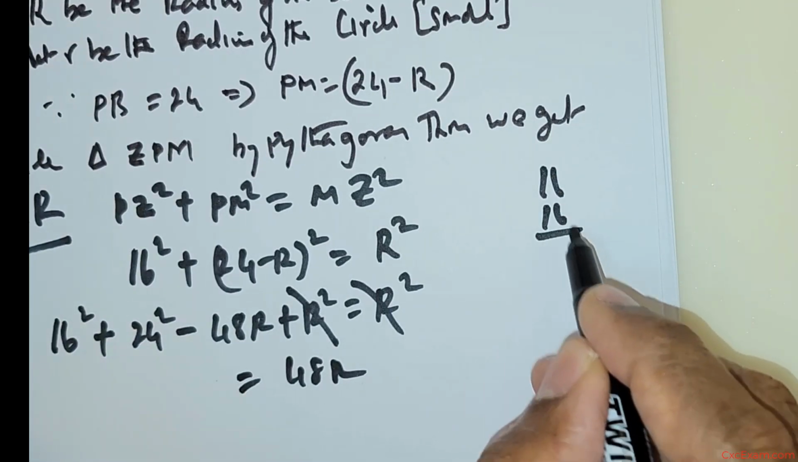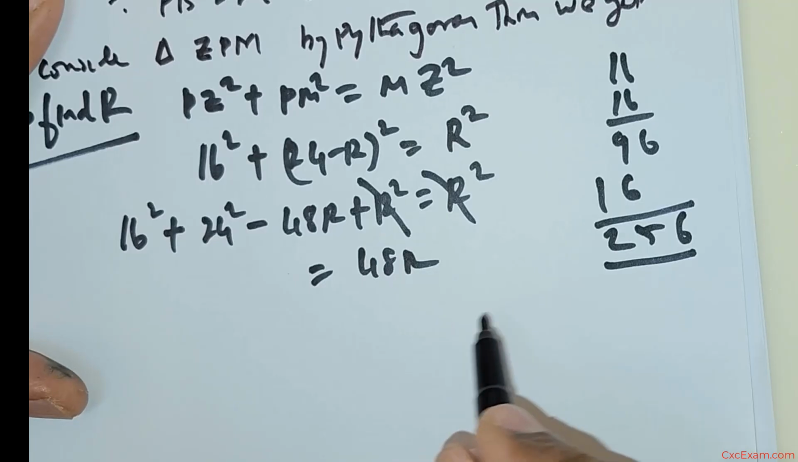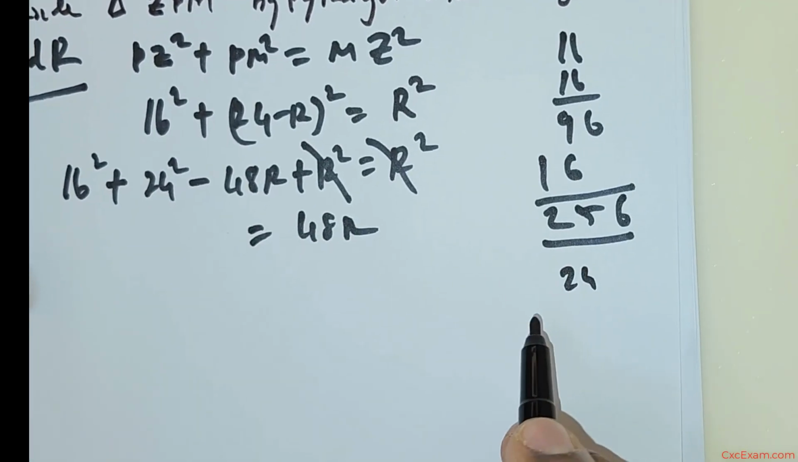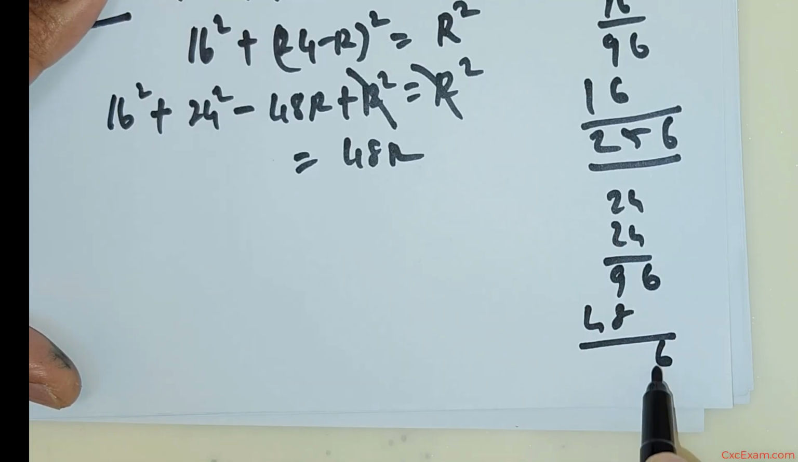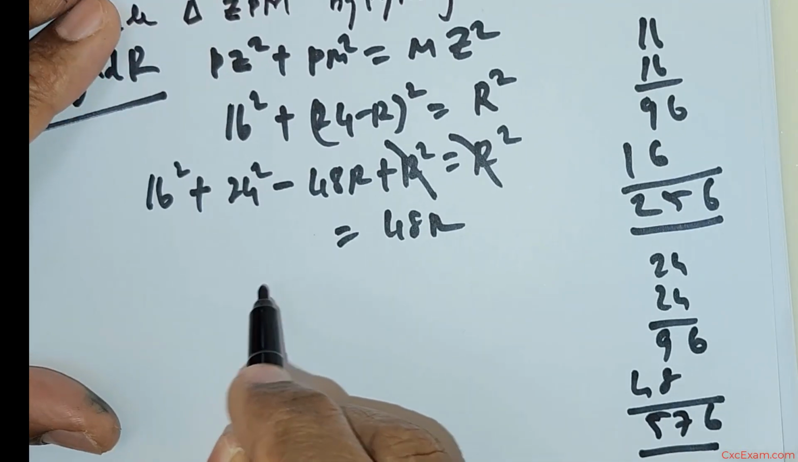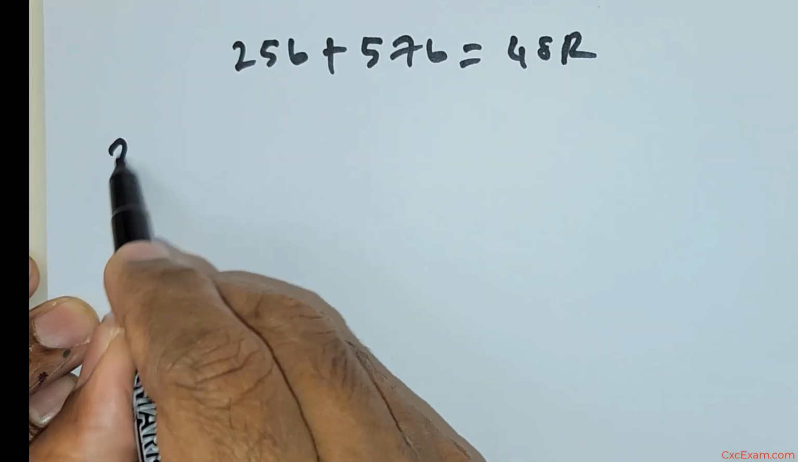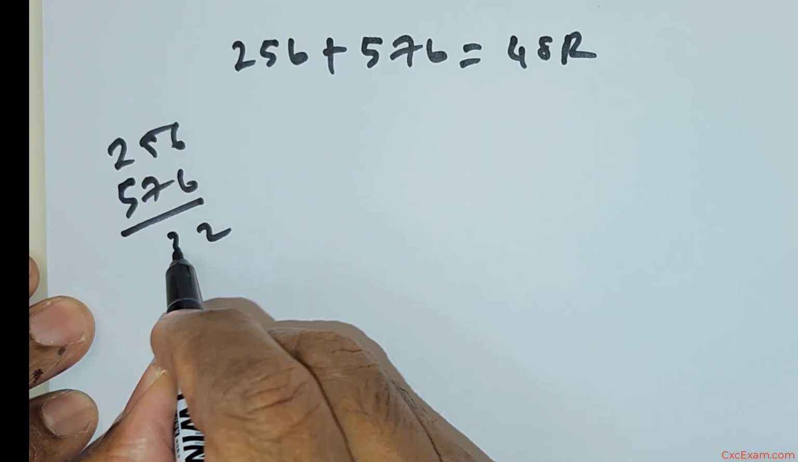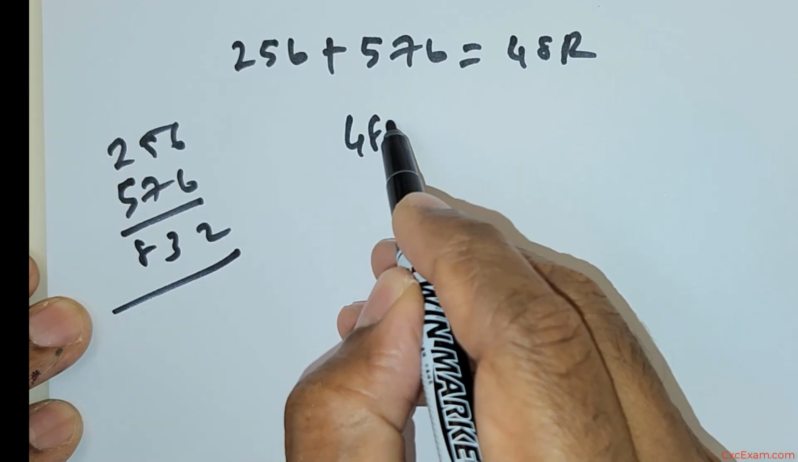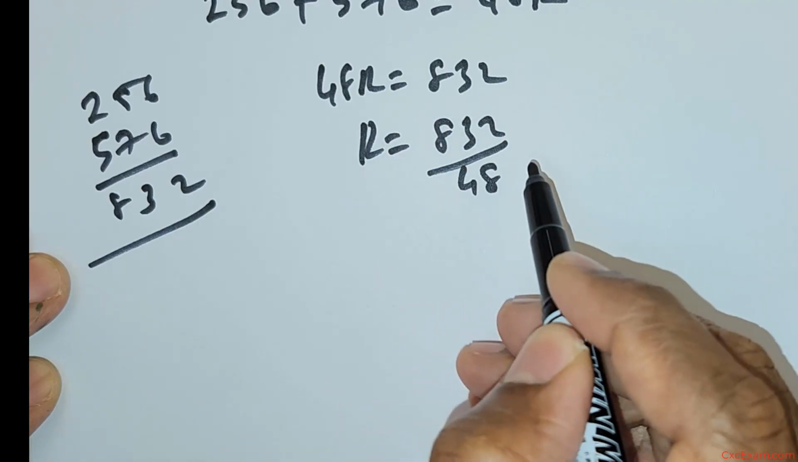16 into 16 gives 256. 24 into 24 gives 576. So you have 256 added with 576. So we add 256 with 576, which is 832. So 48R is 832. So R is equal to 832 divided by 48.